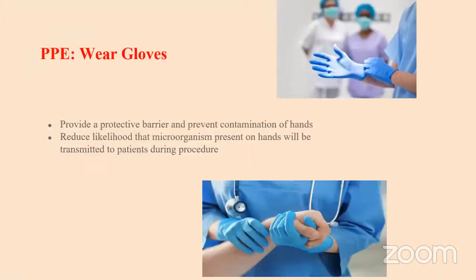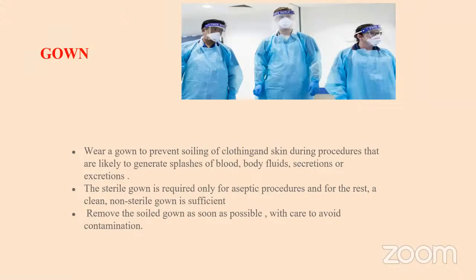You should wear gloves, which will provide a protective barrier and prevent contamination of hands, and reduce the likelihood that microorganisms present on hands will be transmitted to patients during procedures. Gown: wear a gown to prevent soiling of clothing and skin during procedures that are likely to generate splashes of blood, body fluids, secretions, or excretions. The sterile gown is required only for aseptic procedures, and for the rest, a clean non-sterile gown is sufficient. Remove the soiled gown as soon as possible with care to avoid contamination.